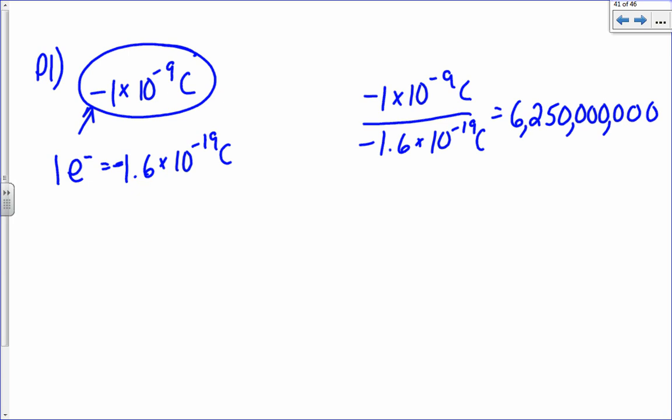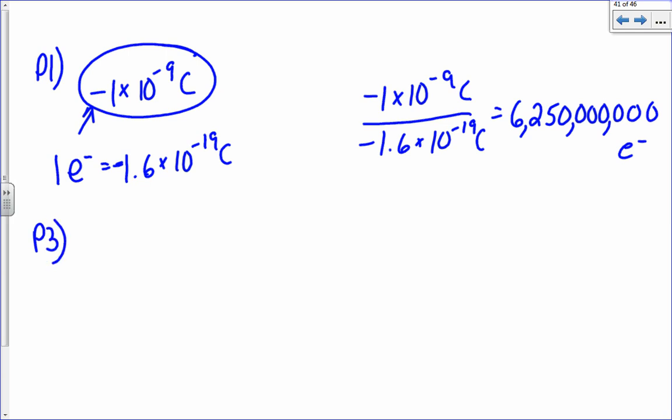Written out longhand, that's 6,250,000,000 electrons. And it says that's roughly the amount of charge involved in commonly encountered static electricity. So for example, when you touch your car and you get shocked a little bit on your finger, you're transferring over 6 billion electrons from your body to the car, or vice versa, from the car to your body.